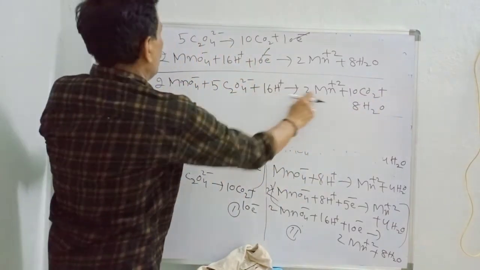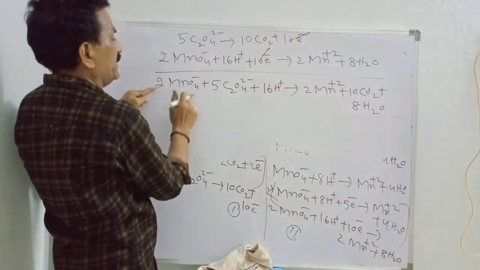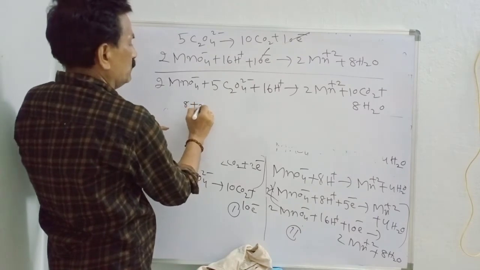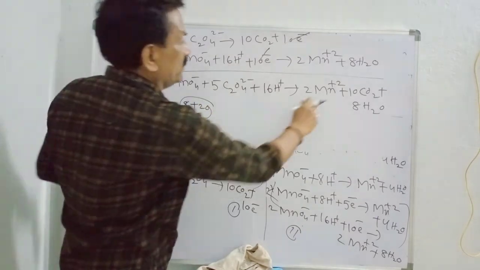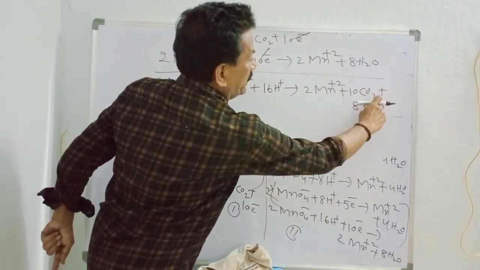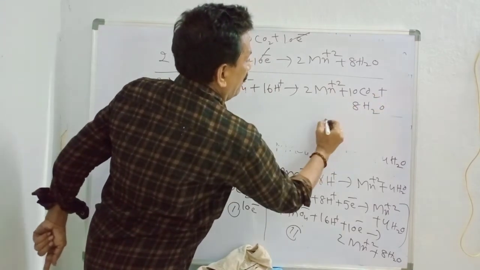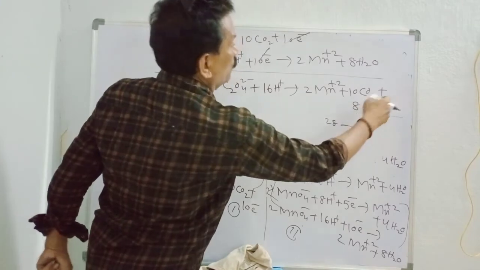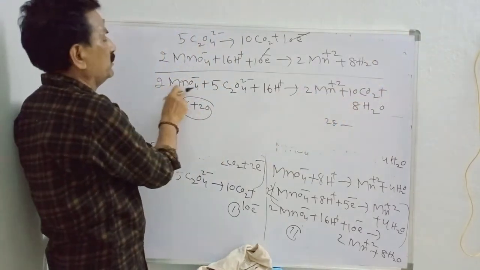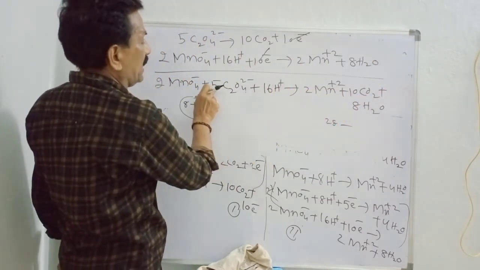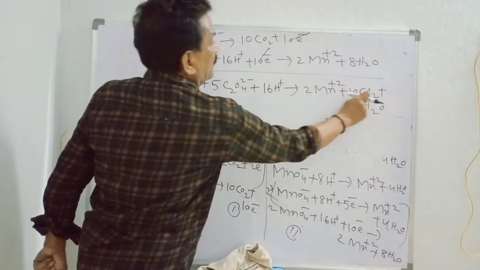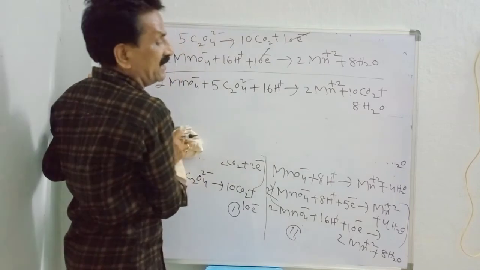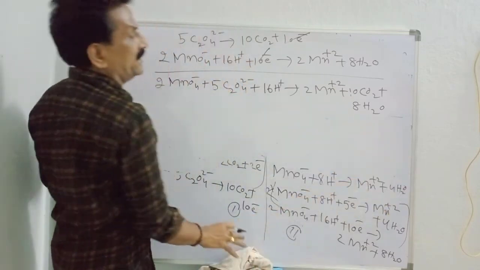2 Mn, 2 into 4, 8 oxygens here; 5 into 4, 20 oxygens, plus 8, 28 oxygens. You see it, 10 into 2, 20, plus 8, 28 oxygens are okay. 16 H, 8 into 2 hydrogens are okay. Manganese 2 Mn okay. Carbon 5 into 2, 10 carbon are okay. This is the balanced equation in the ion electron method in acidic medium.